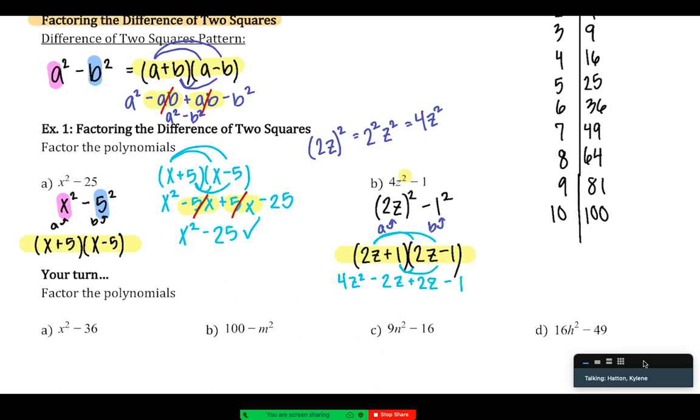We want to check for like terms, which are negative 2z and positive 2z. Negative 2 plus 2 is just 0, so those cancel each other out. And then we bring down the 4z squared minus 1. And that's our original problem, so we're good.